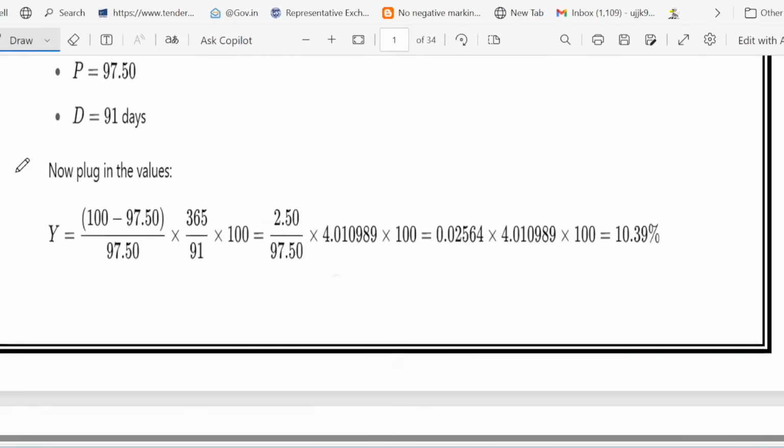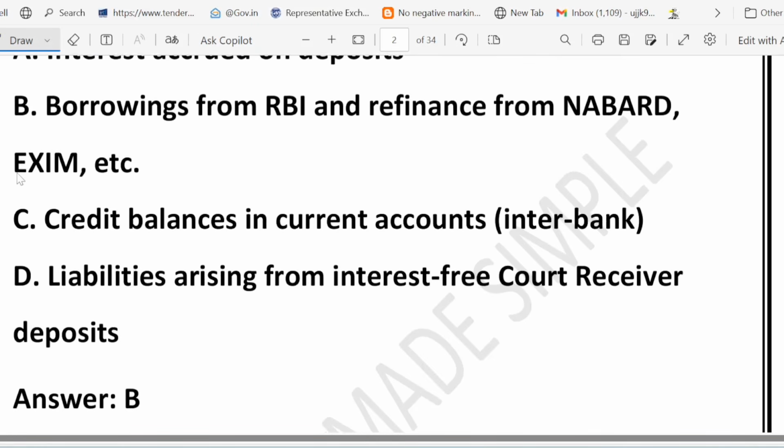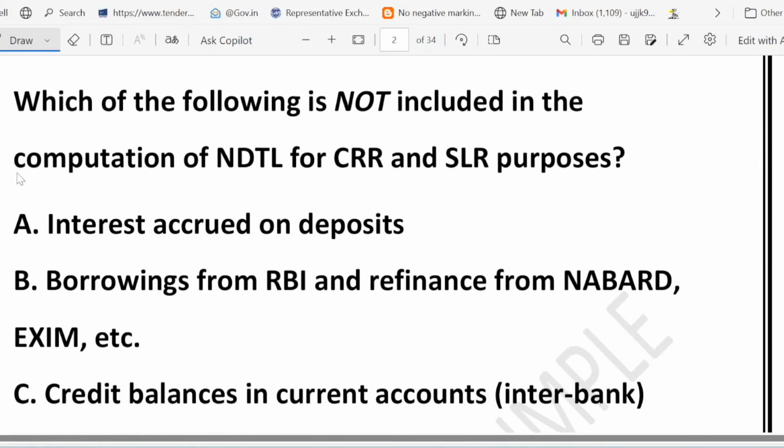Now friends, have a look at the next question. Which of the following is not included in the computation of NDTL for CRR and SLR purpose? There are 4 options: interest accrued on deposit, borrowing from RBI and refinance from NABARD, Exim, etc., credit balance in the current account, and liability arising from the interest-free court receiver deposit. So what is asked is which is not included in the computation of NDTL.